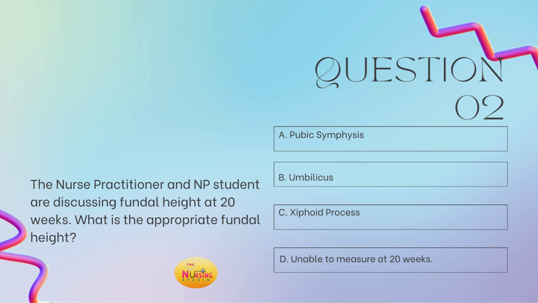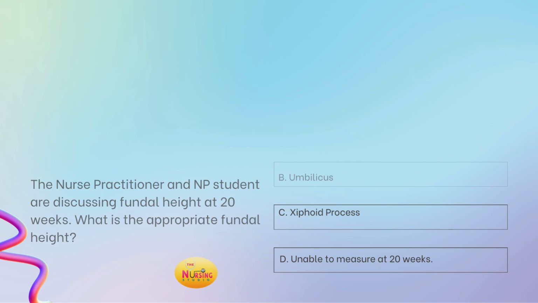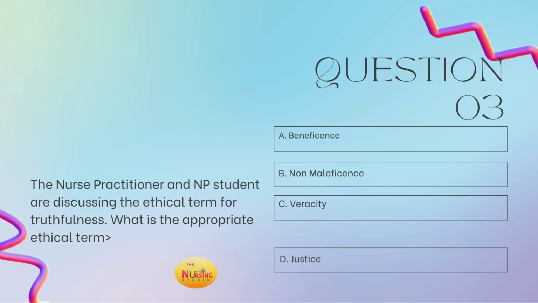All right, you guys. Then the question states, what is the appropriate fundal height? So, the nurse practitioner and NP student are discussing fundal height at 20 weeks, right? So this is one of those just knowledge-based questions, knowing where the fundal height should be. So instantly you should think at 20 weeks, the fundal height should be at the umbilicus, okay? B, at the umbilicus, right? And we know at 20 weeks, they shouldn't be way up at the xiphoid process, right? B, umbilicus, and we definitely can measure it, okay? Remember, 20 weeks, umbilicus.